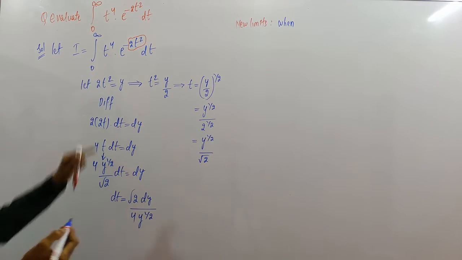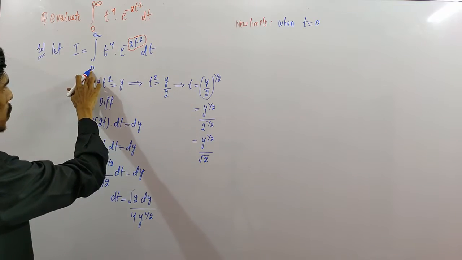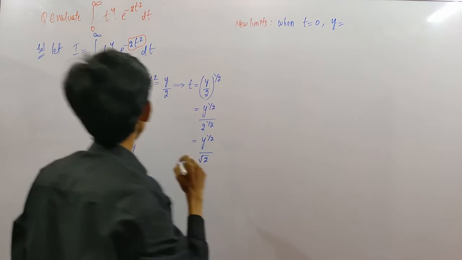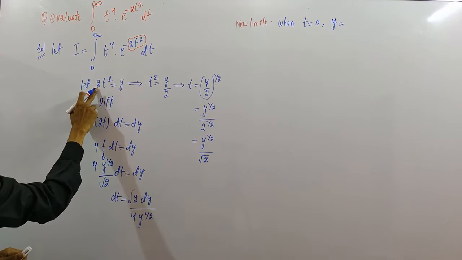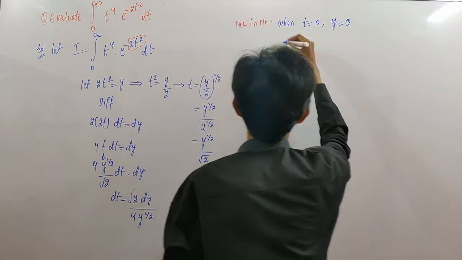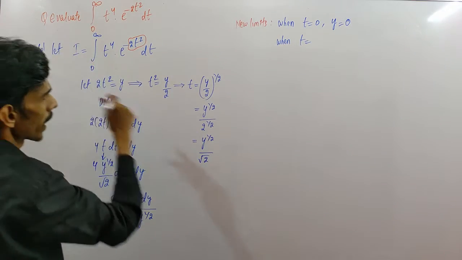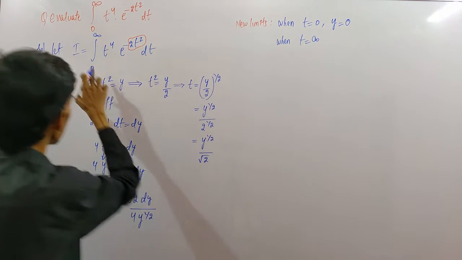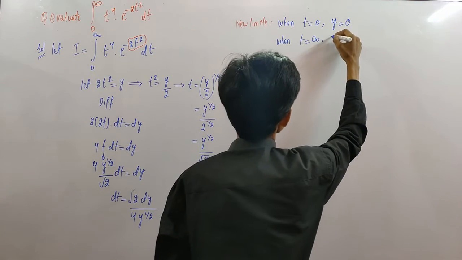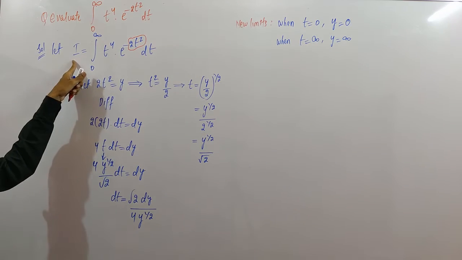New limits for y. When t equals 0, the lower limit, substitute this here, 2 into 0 square, then y value is 0. Next, the upper limit. We have the upper limit for t as infinity. Substitute this value here, 2 into infinity square, we have infinity only, so y value is infinity only.